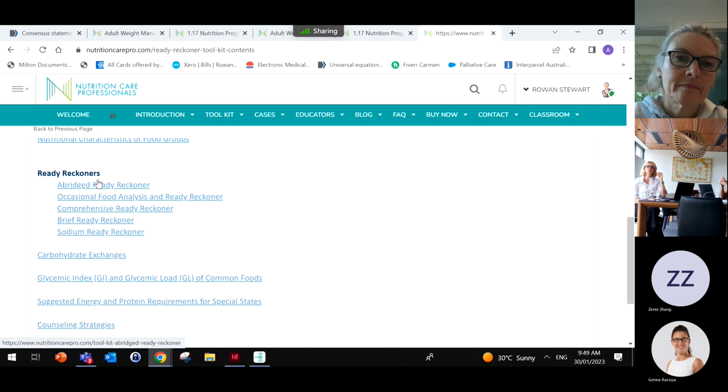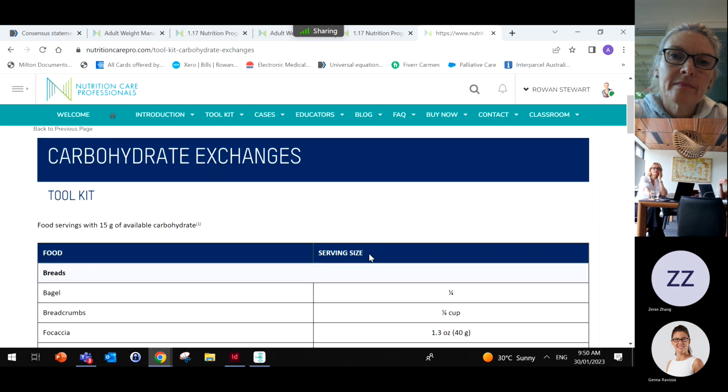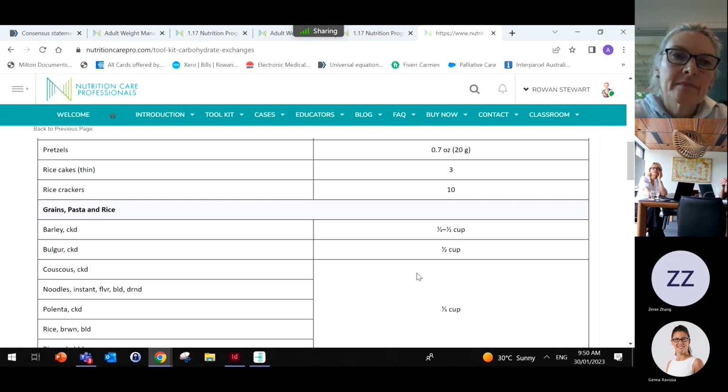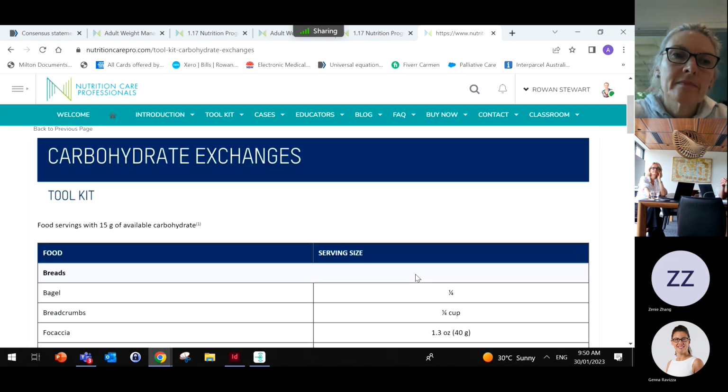Whichever way you're going to go, you will find that your nutrition analysis will always be somewhere within 5 to 10% of the next person's, providing you're doing the correct calculations. So you can decide which ready reckoner you want to use. We've got carbohydrate exchanges here. This is very useful for your type 2 diabetes patient. We give you the 15-gram exchanges for a large range of foods, moving through all of the food groups.